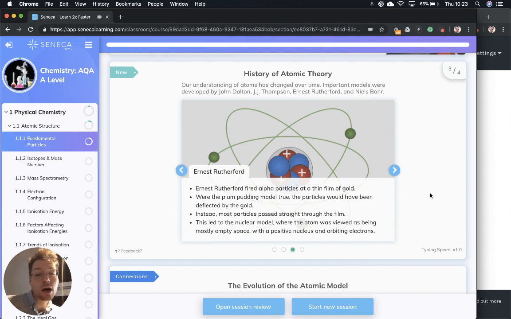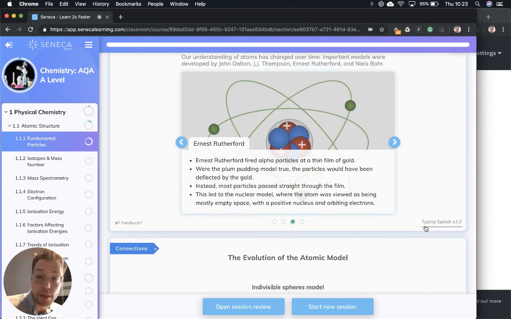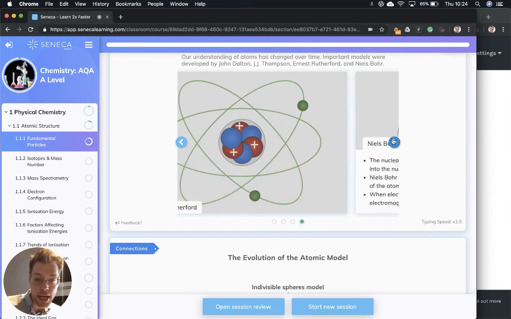Okay, now we're going to get a little bit even more modern with Ernest Rutherford, who fired alpha particles at a thin film of gold because why not? And if the plum pudding model was true, the particles would have been deflected by the gold. But most particles passed straight through that film. Okay? This led to the nuclear model. So Rutherford came up with the nuclear model, where the atom was viewed as being mostly empty space with a positive nucleus and orbiting electrons.